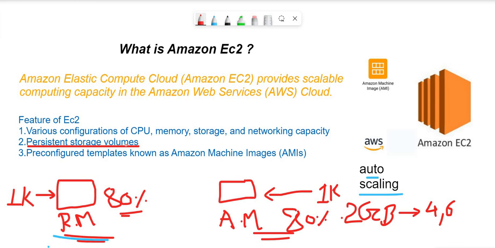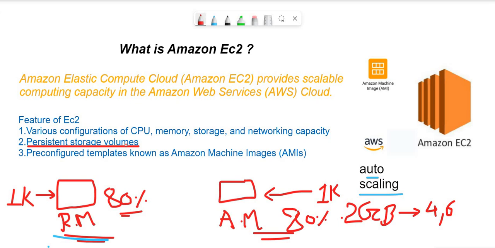Persistent storage volume helps us store our data separately somewhere else. So the only things that we will be using from the EC2 are its CPU, memory, and networking capacity. Storage is done somewhere else, just like you are mounting your pen drive in your system. It's the same stuff, just on a permanent basis.